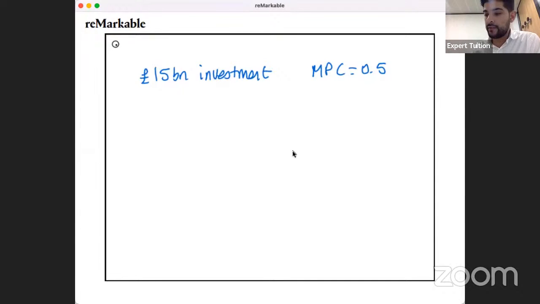First and foremost, investment, if you remember, is an injection into the circular flow of income. So there's going to be a positive multiplier effect. The first thing I need to do is plug this into the multiplier formula. So the multiplier is equal to 1 over 1 minus MPC, which is equal to 1 over 1 minus 0.5, which is obviously equal to 1 over 0.5. If my maths isn't horrendous, I believe that equals 2. Plug it into your calculator to check. 1 divided by half is equal to 2.